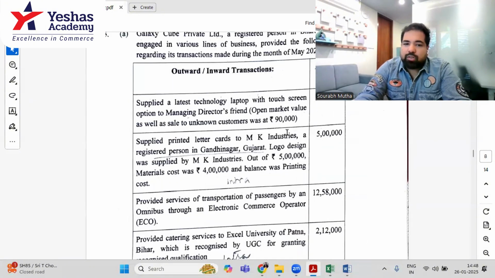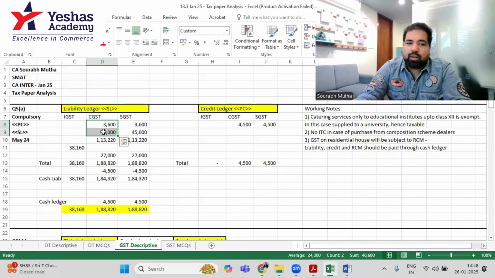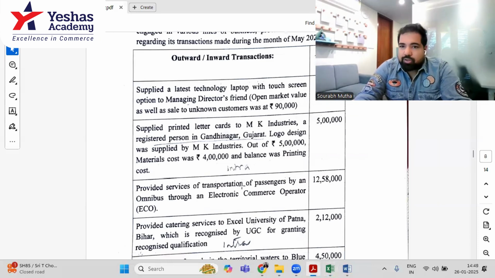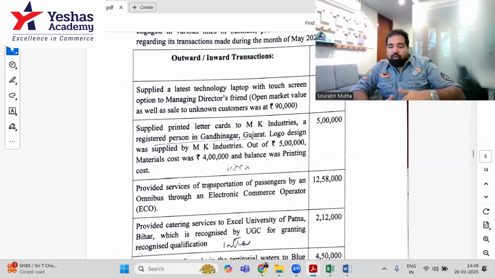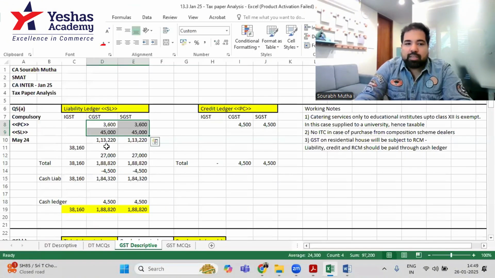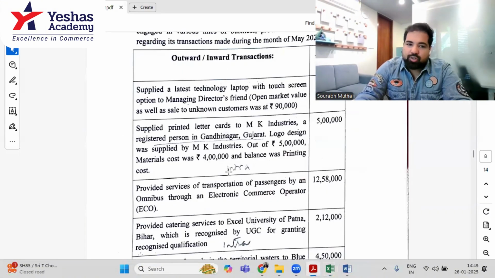Again, this is Gujarat only. So 9% here is 45,000 and 45,000. So covered these two amounts already. Provided services of transportation of passengers. If you transport passengers through an e-commerce operator, if you remove your laptop or your phone and use an e-commerce operator, there will be GST. It's a service of 12 lakh 58,000. Again, this is CGST, SGST.